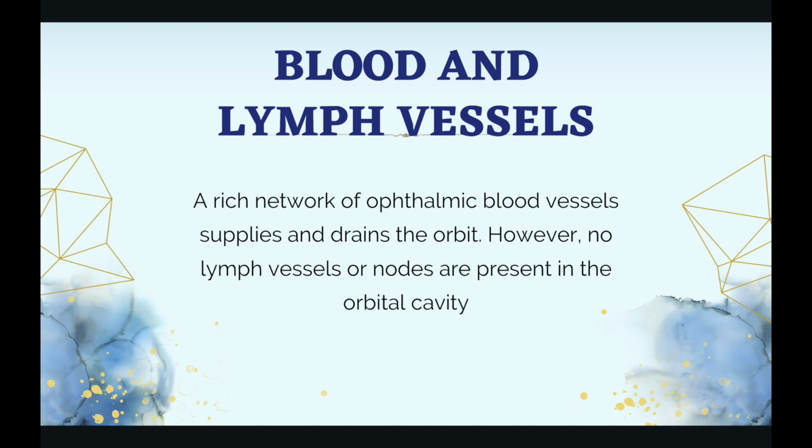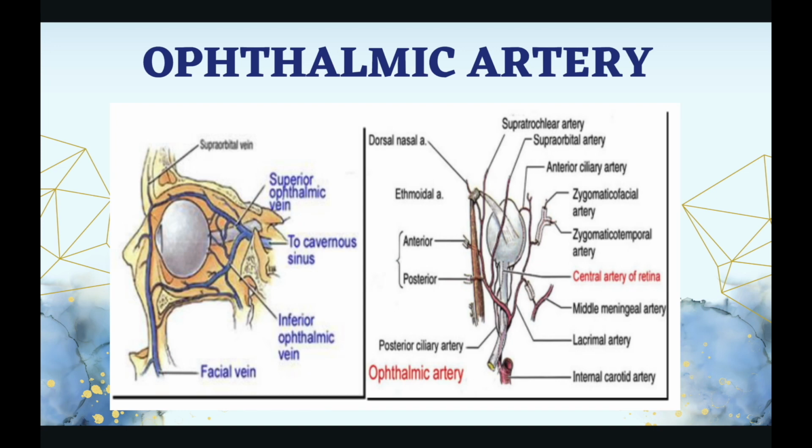Blood supply and lymph vessels. A rich network of ophthalmic blood vessels supply and drain the orbit. However, no lymph vessels or nodes are present in the orbital cavity. The ophthalmic artery is a branch of the internal carotid artery after that vessel emerges from the cavernous sinus. It enters the orbit through the optic canal with the optic nerve. It runs forward and crosses the optic nerve to reach the medial wall of the orbit. It gives off numerous branches that accompany the nerves in the orbital cavity.